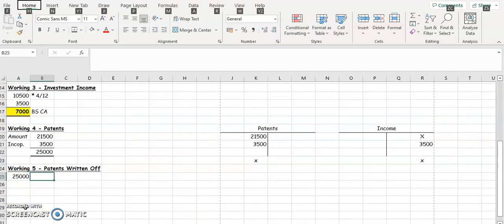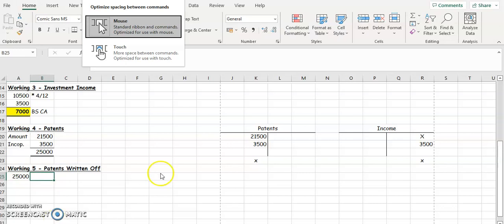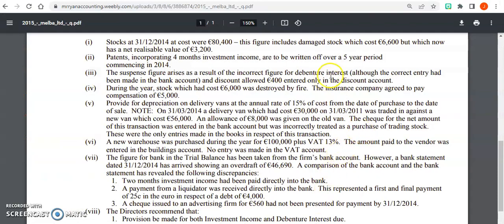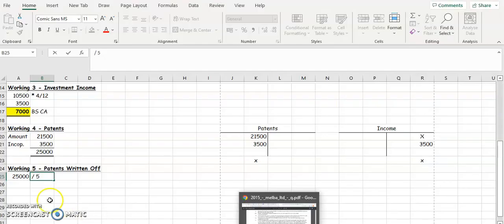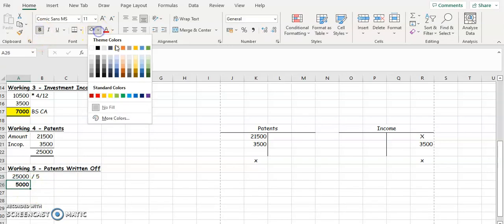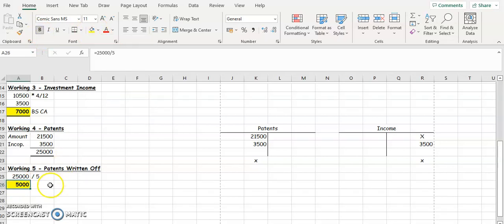And it says it's written off over a 5-year period. So what we need to do then is divide it by 5. Make sure that it's 5 years. A 5-year period, yeah. So our patent's written off then is 25,000 divided by 5. So that's going to be 5,000. So we're going to reduce our patents by 5,000 each year. And that's going to go into your profit and loss account, and it's going to go in as part of administration.